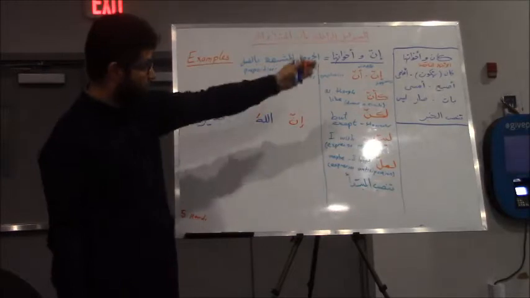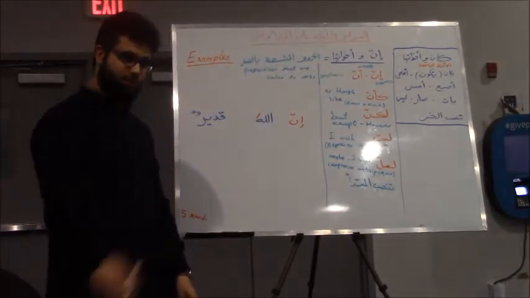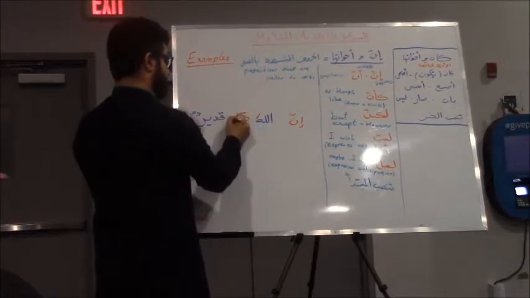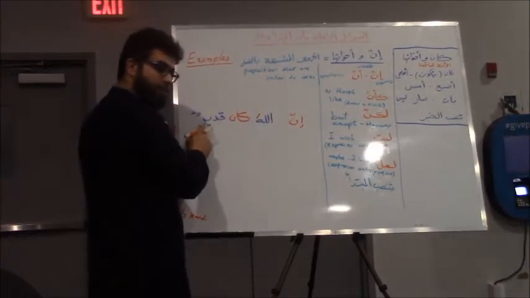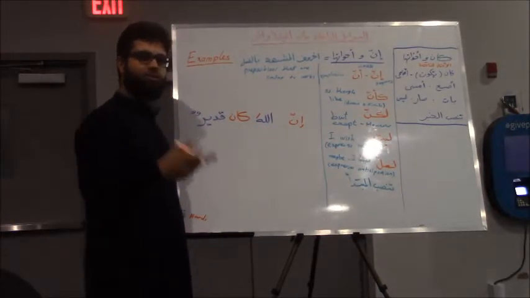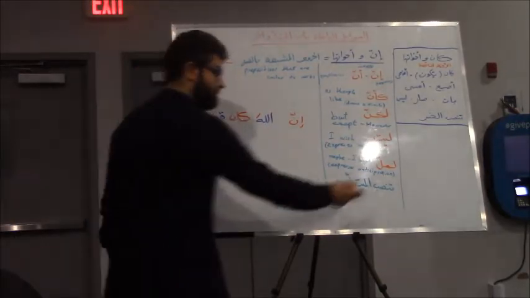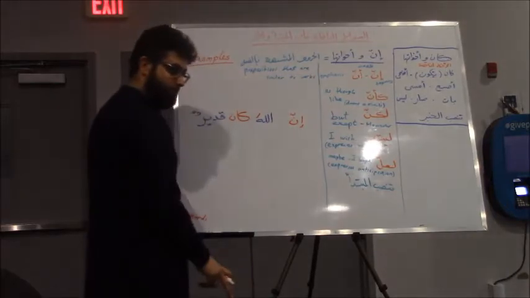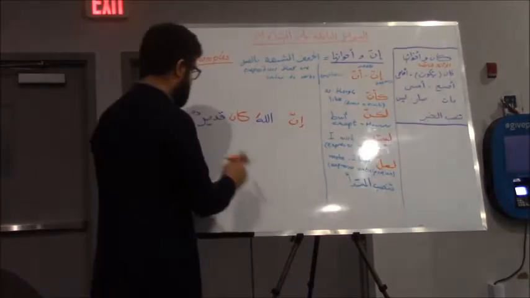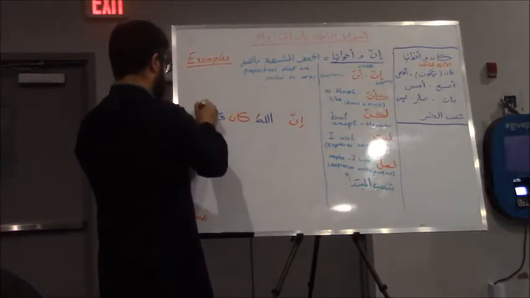Let's enter one of kana wa akhawatuha into the mix. What would you say? Inna Allah kana. Kana doesn't mind being here because it affects the khabar anyway. It doesn't really affect the mubtada, so it doesn't make a difference. What does it do to the khabar when it comes? Qadiran, right? Because it does nasb to al-khabar. So now, inna Allah kana qadiran.